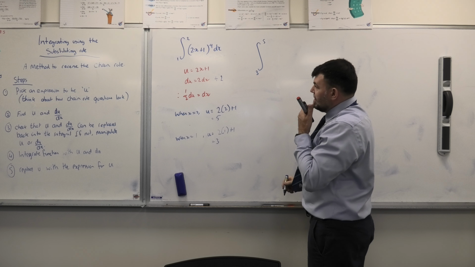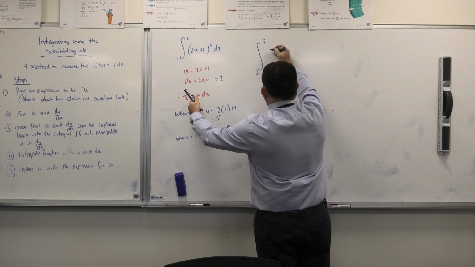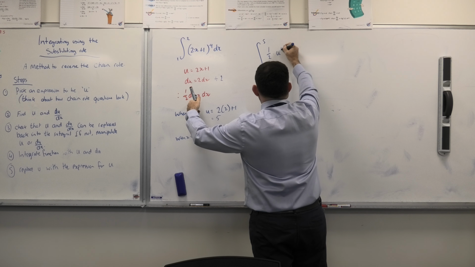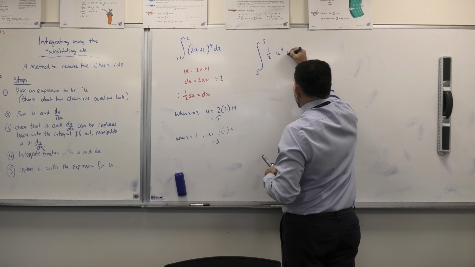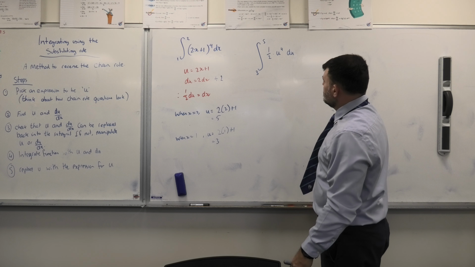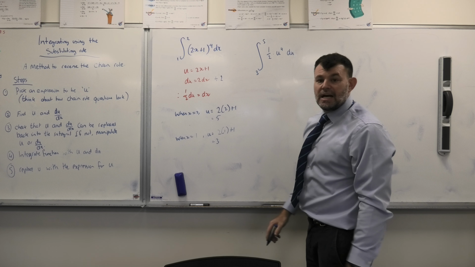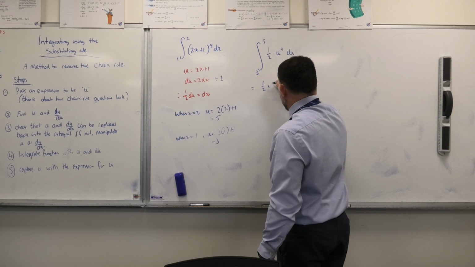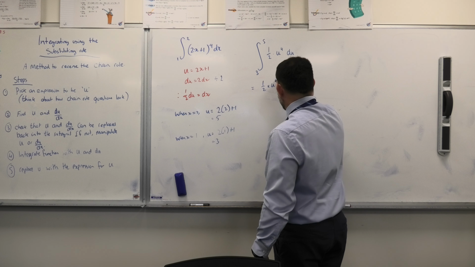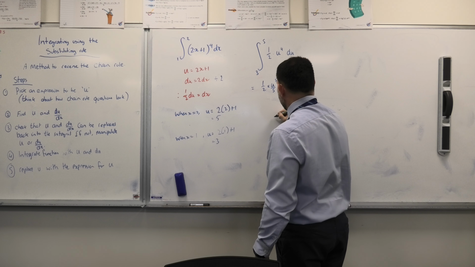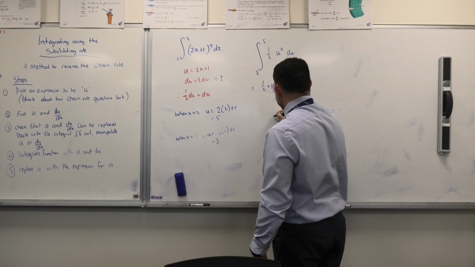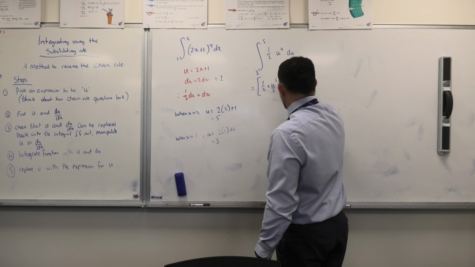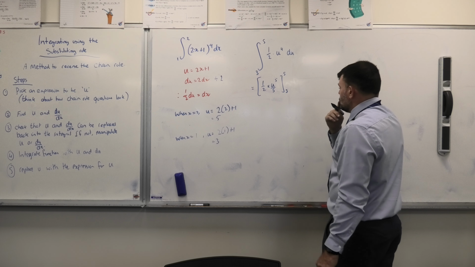When I start integrating, I've got half du. So I can do half times u to the power of 4 du. Alrighty, let's now start integrating. So we get half times u to the power of 5 over 5, and that will be raised to the limits 5 and 3.